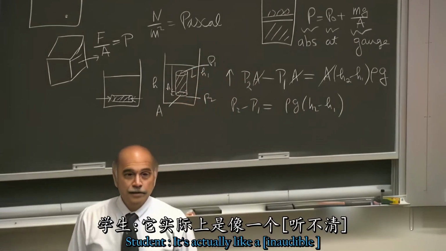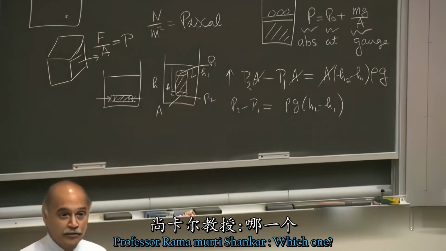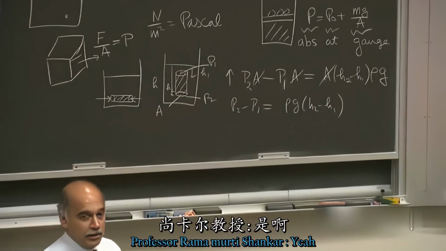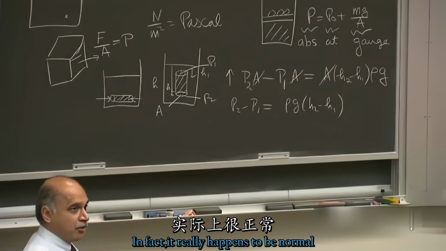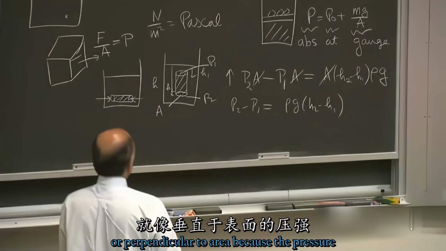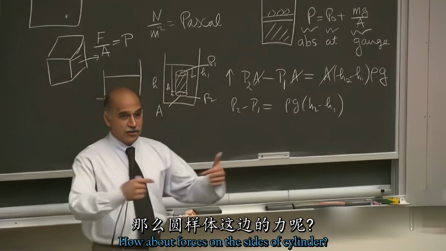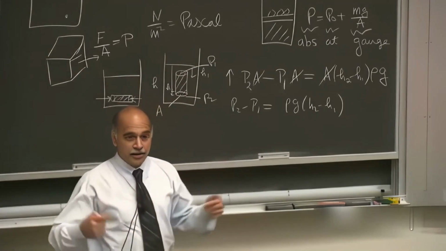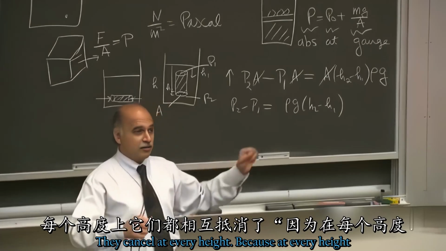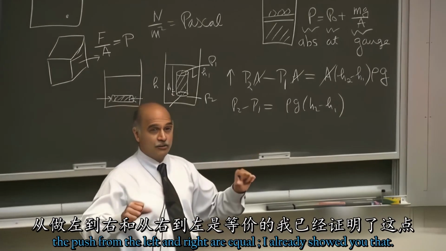Yes? It's essentially like a normal force at this point. Which one? This force. Yeah, it is like a normal force. In fact, it really happens to be normal or perpendicular to the area, because the pressure will push straight up and straight down. How about forces on the side of the cylinder? They cancel at every height, because at every height the push from the left and right are equal. I already showed you that.